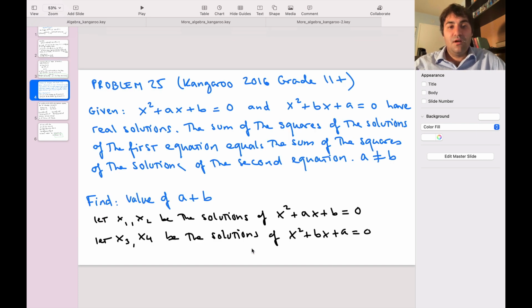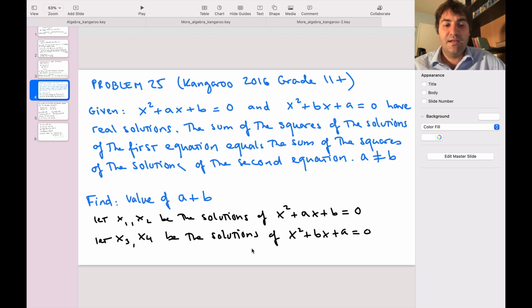Okay, so let's do problem 25 from the 2016 Kangaroo. Given x² + ax + b = 0 and x² + bx + a = 0 both have real solutions, the sum of the squares of the solutions of the first equation equals the sum of the squares of the solutions of the second equation. And we also know that a is not equal to b. Find the value of a + b.